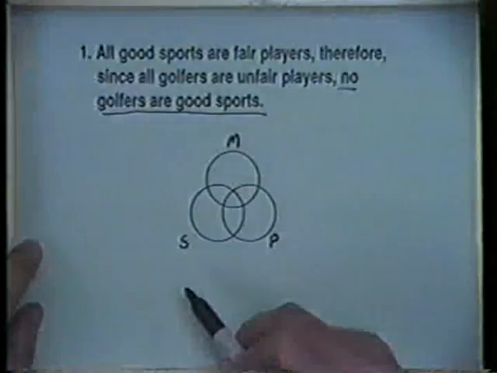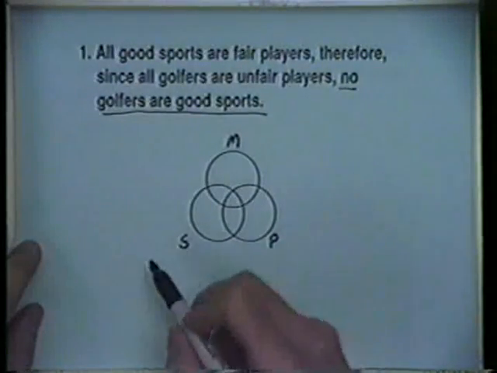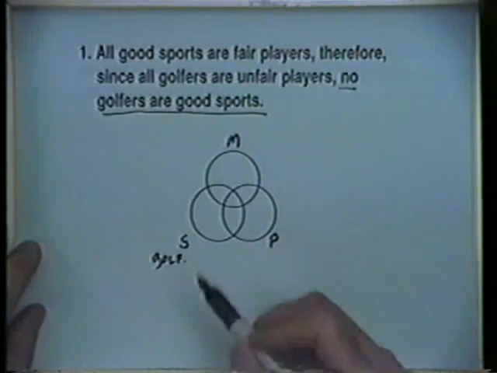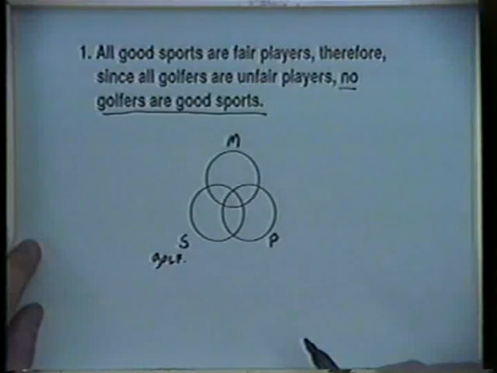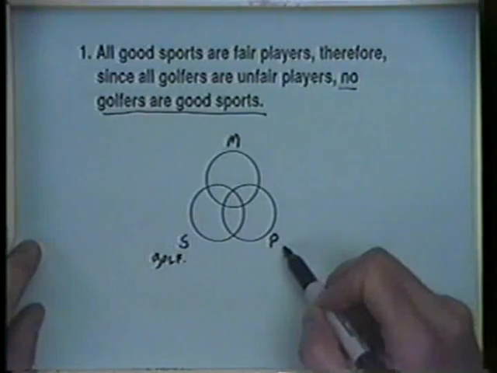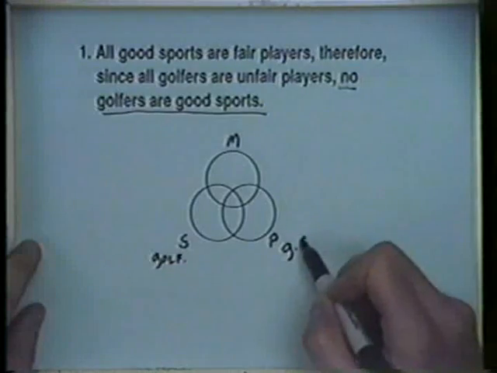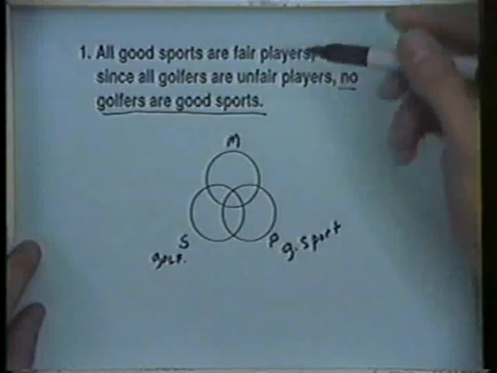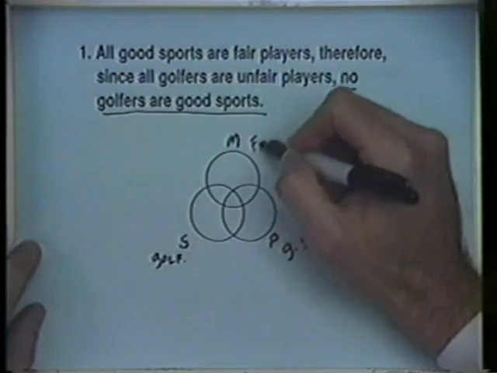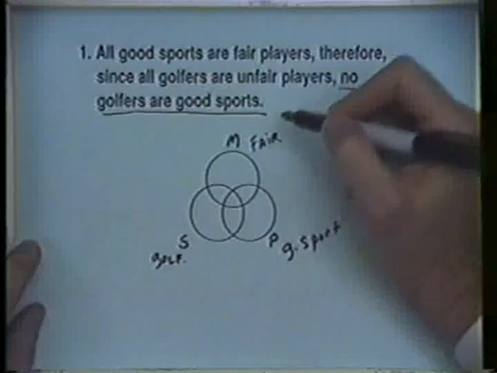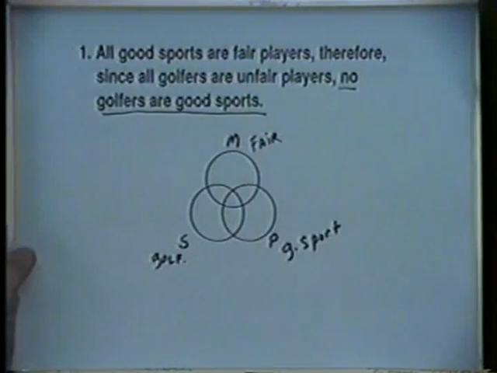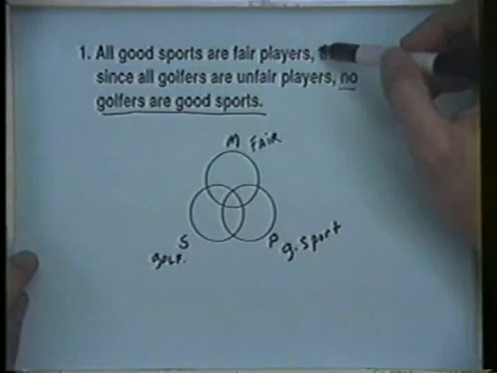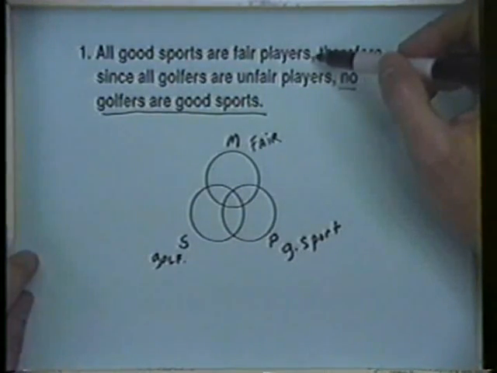Now, so we have to identify each of the terms. The minor term is golfers, so it may help actually to put a little indication down here of what term we're diagramming. The predicate term is good sport, and the middle term is fair player. Okay. Now with this in mind, we can do the first premise, all good sports are fair players. We need to diagram that.